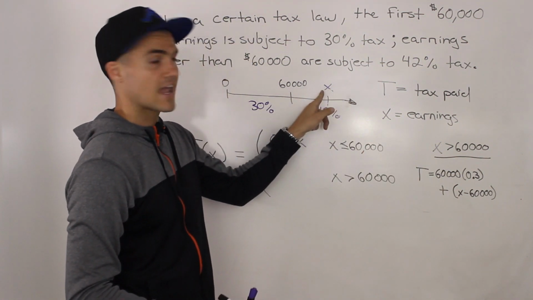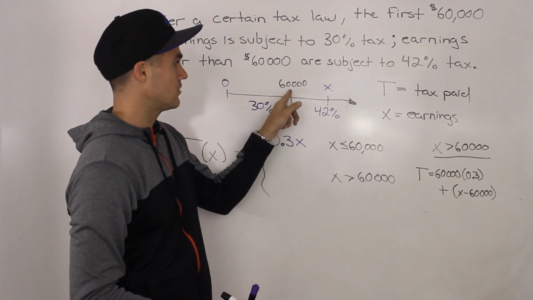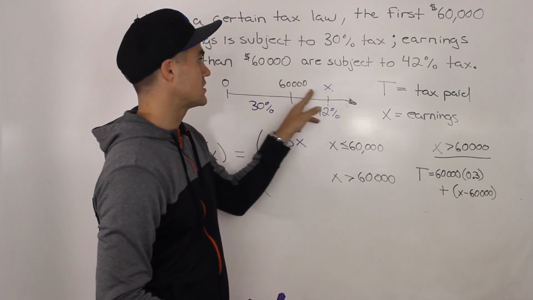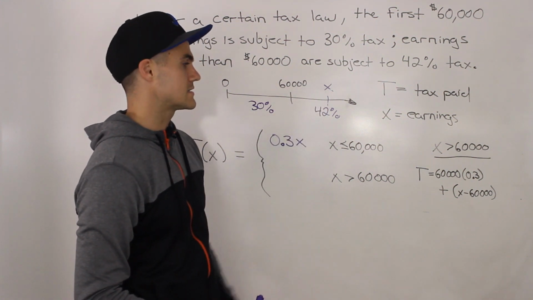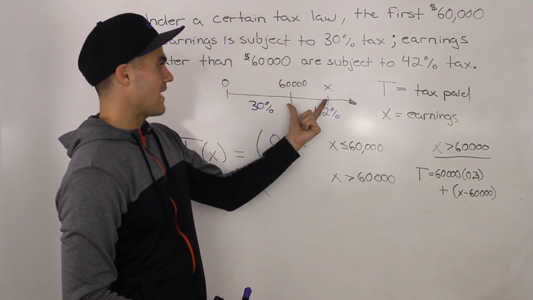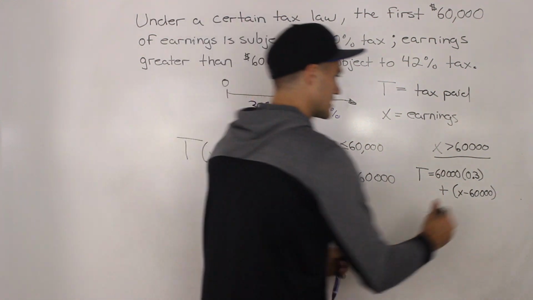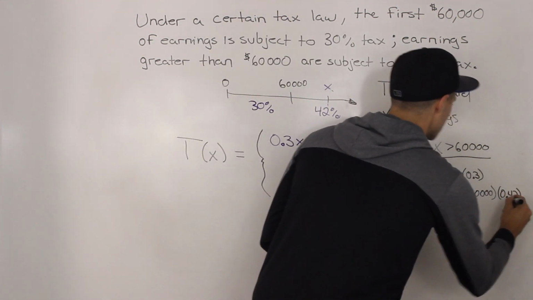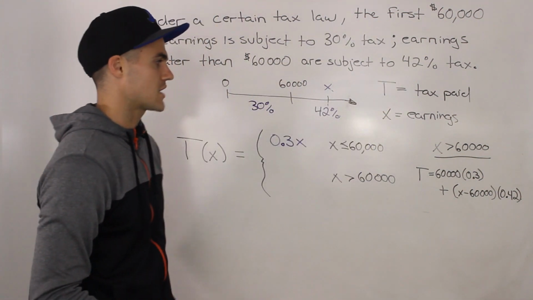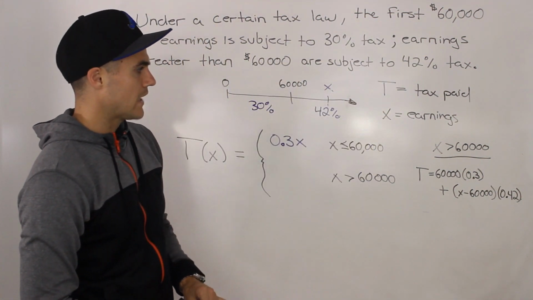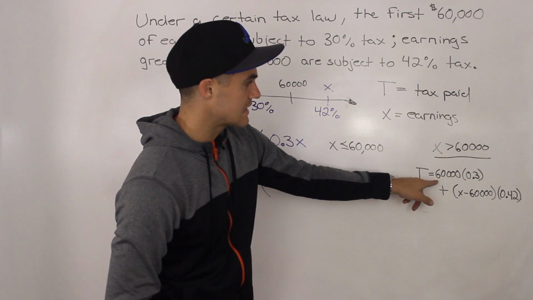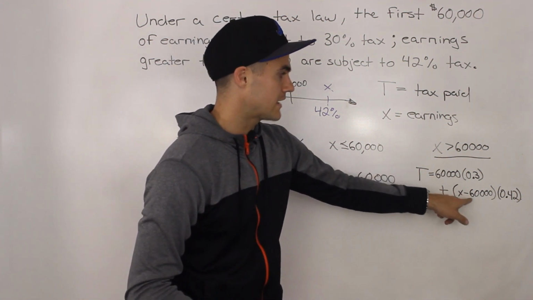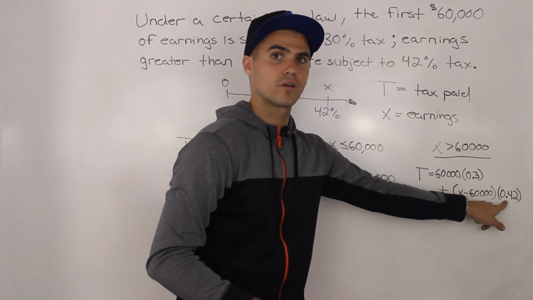So for example, if this is 80,000, if we go back to that example, this bracket here, x minus 60,000, would be 20,000, 80,000 minus 60,000. So that portion above 60,000 is getting taxed at 0.42 or at 42%.